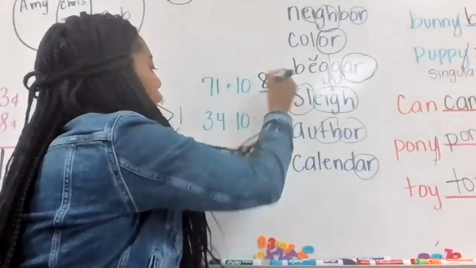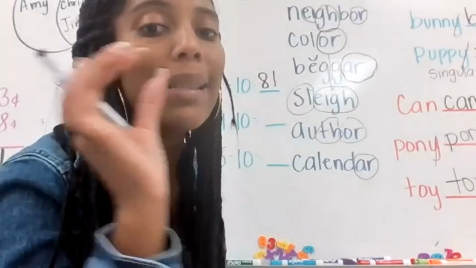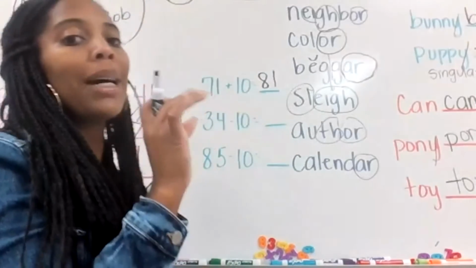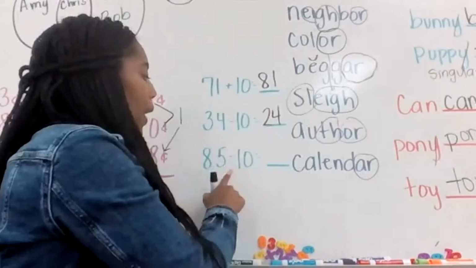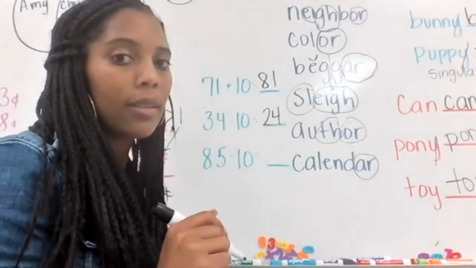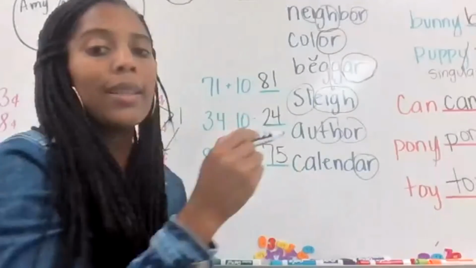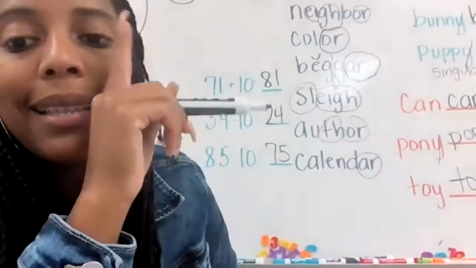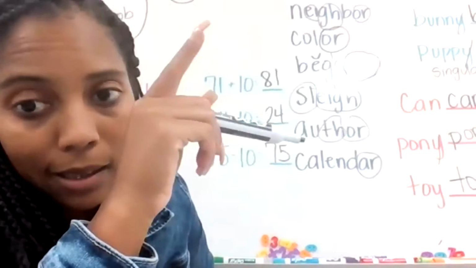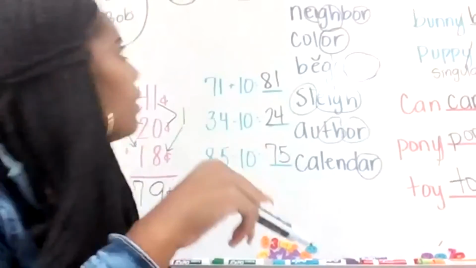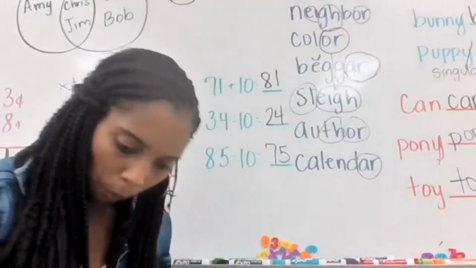81. Now 34 minus 10. I'm going to go back 10. 24. 85 minus 10 would be? 75. So just make sure you pay close attention to the difference between the two. You're adding 10, you're moving forward 10. Subtracting 10, you're going back 10. Okay? So just watch that. That was easy.